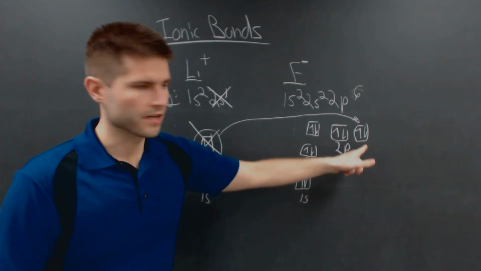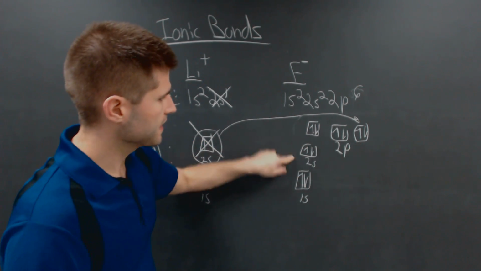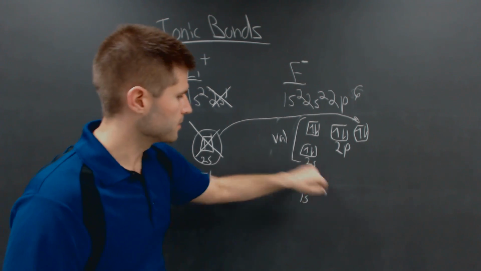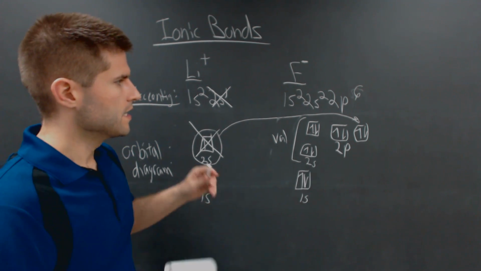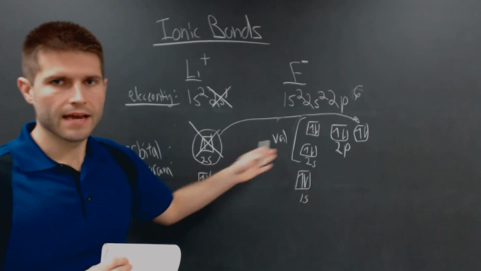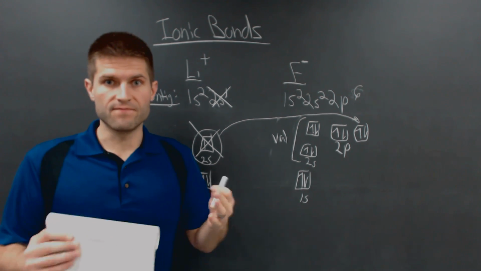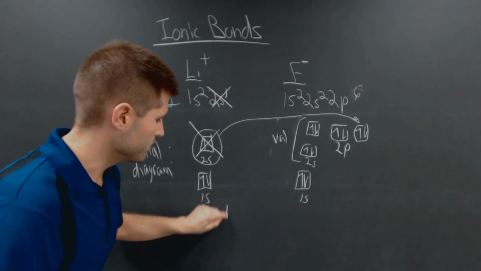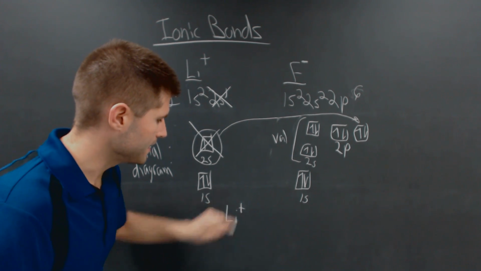Now, all of the boxes are fully filled. We have a complete set of 8 for our valence electrons. We have a complete set for our core electrons. These both satisfy the octet rule. That's very nice. So the way that we would draw lithium is we would just write an Li plus.